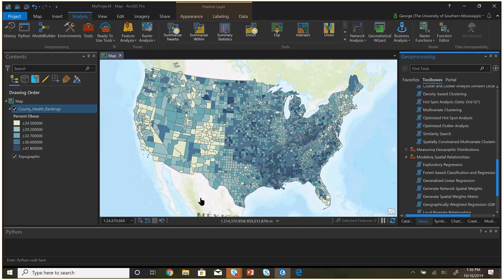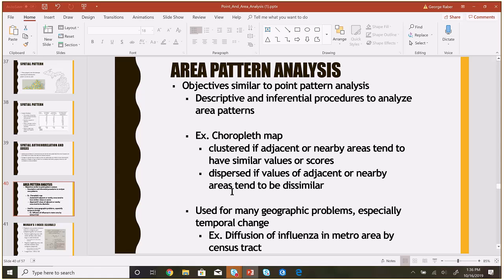With the pattern that we saw with obesity here, we think that perhaps there is some clustering. We can even start to think of why. Why might that be? Well, it could be related to poverty, because these areas are certainly poorer areas. But do they tend to be clustered? And that's what we get to answer here.